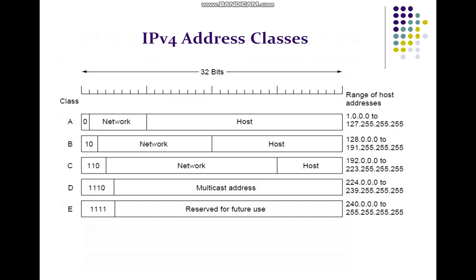So for Class A the range is 0.0.0.0 to 127.255.255.255. For Class B 128 to 191, Class C 192 to 223, Class D 224 to 239, and Class E 240 to 255.